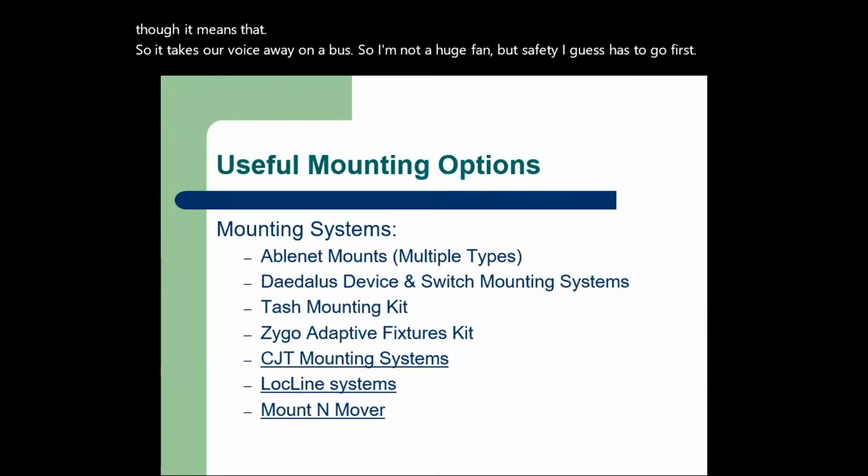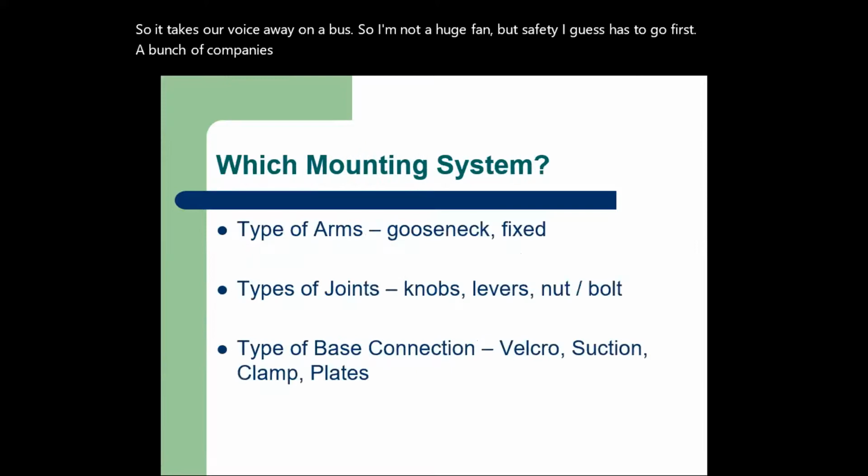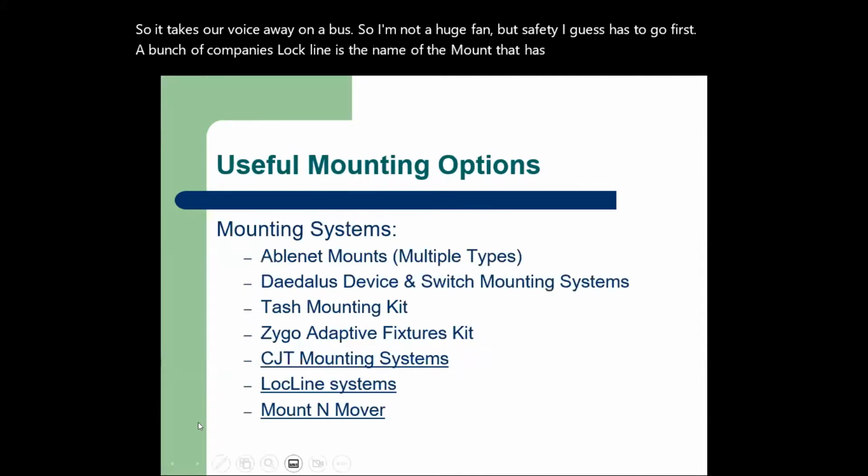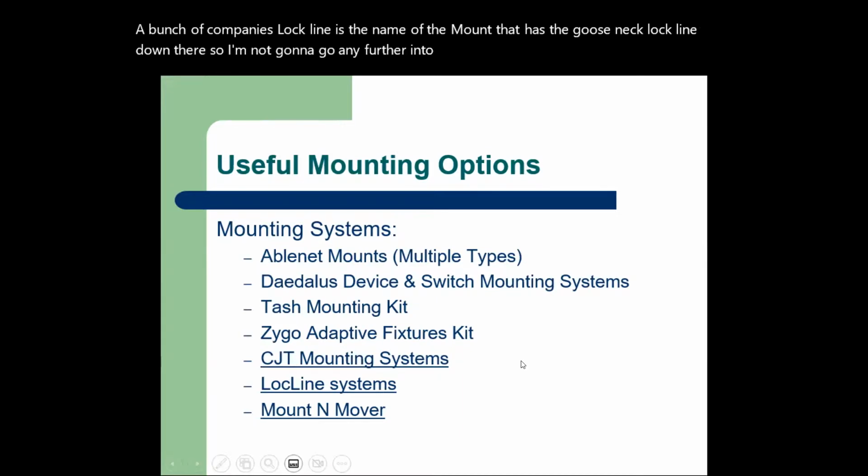A bunch of companies, Lockline is the name of the mount that has the gooseneck down there. So I'm not going to go any further into those. Those are kind of the main mounting companies that are out there.